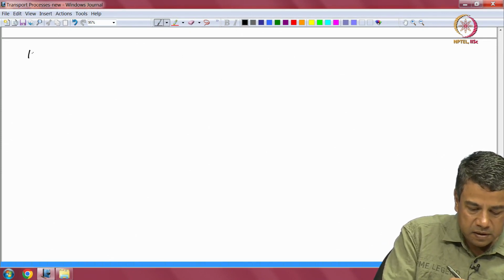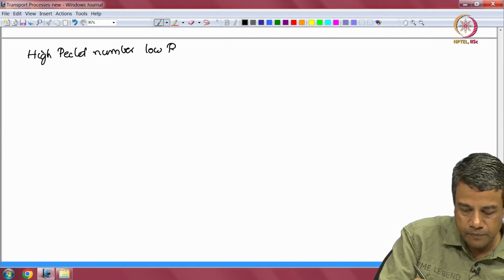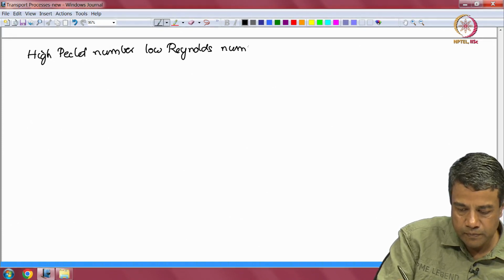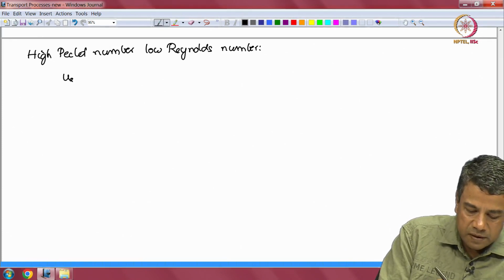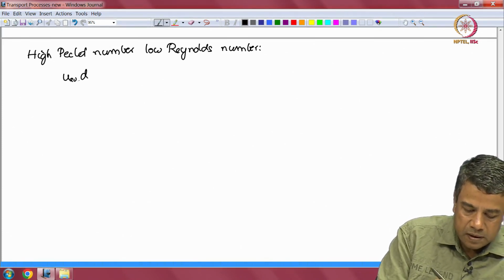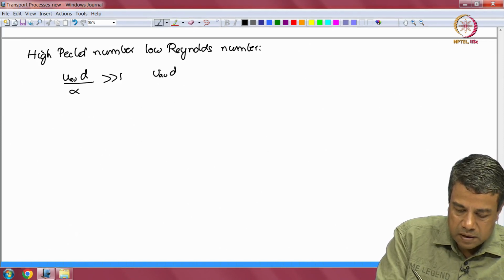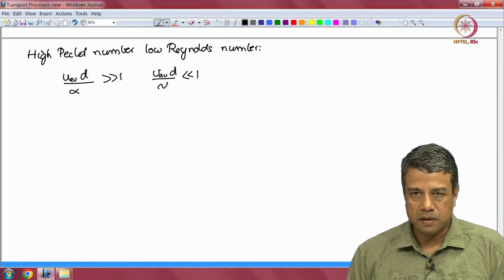Next, I will consider what is called high Peclet number, low Reynolds number. That means that V average d by alpha is very much greater than 1, and V average d by nu is much smaller than 1. High Peclet number, low Reynolds number.